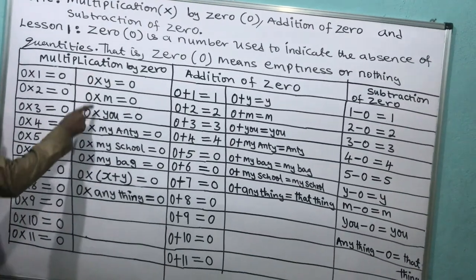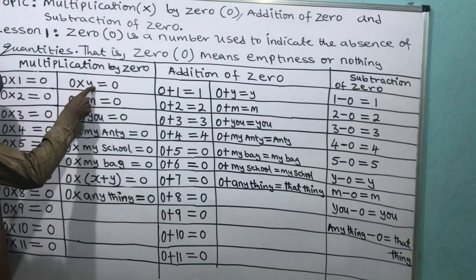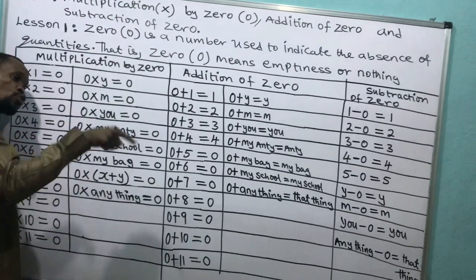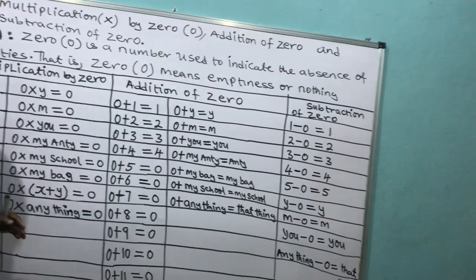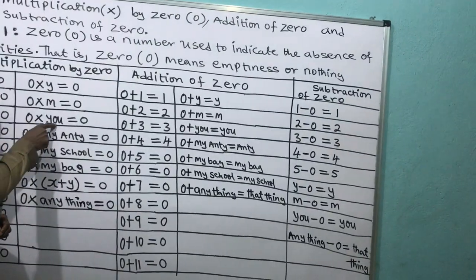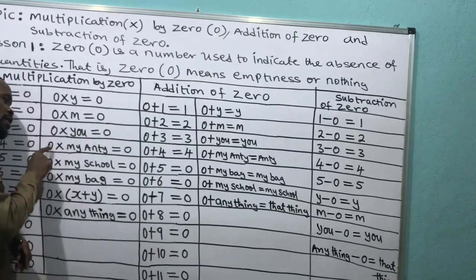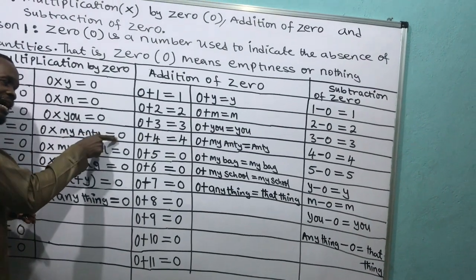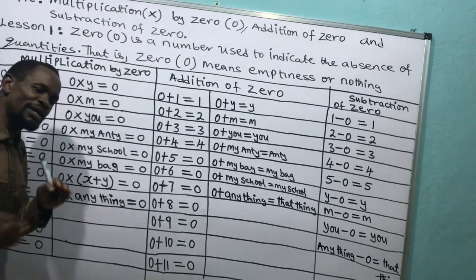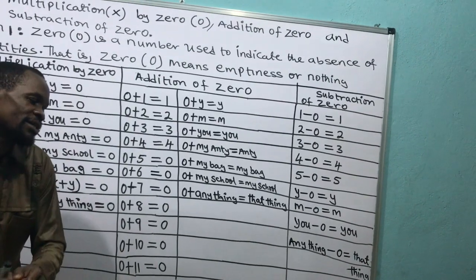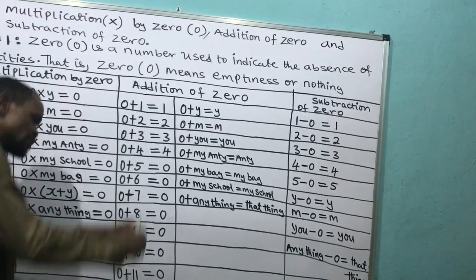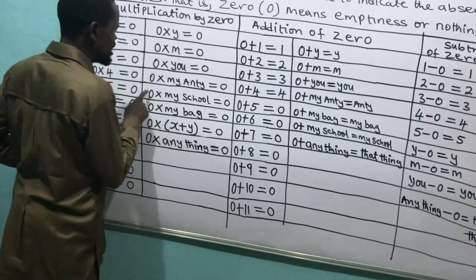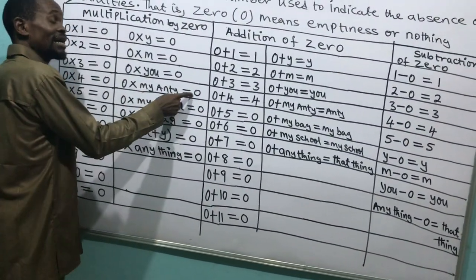When I come back to say again, zero times Y is zero. Zero times M is zero. Zero times you, you that is learning this. If zero times you, the answer is zero. If zero times your auntie, the answer is zero. You know that times means jamming. Are you getting what I'm saying? When we say times, it means jamming. So when zero jams your auntie, the answer is zero.